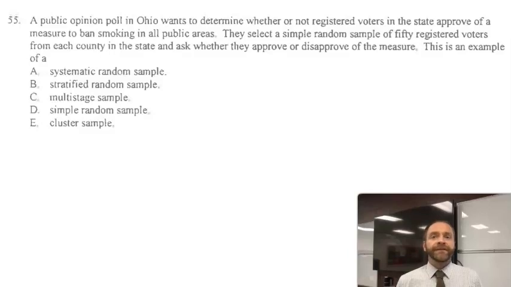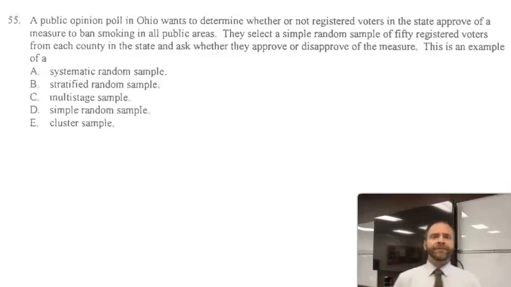Question 55 on the AP Statistics Midterm Review Packet starts out by saying a public opinion poll in Ohio wants to determine whether or not registered voters want to approve a measure to ban smoking in public areas. They select a simple random sample, SRS, of 50 registered voters from each county in the state and ask whether they approve or disapprove of that measure. Now, this is an example of what sampling process?